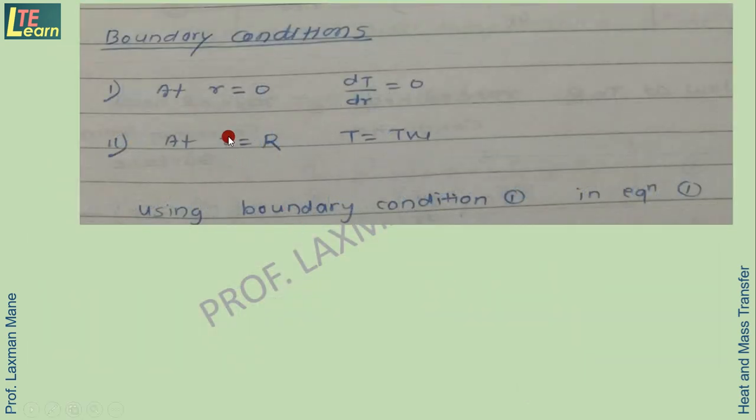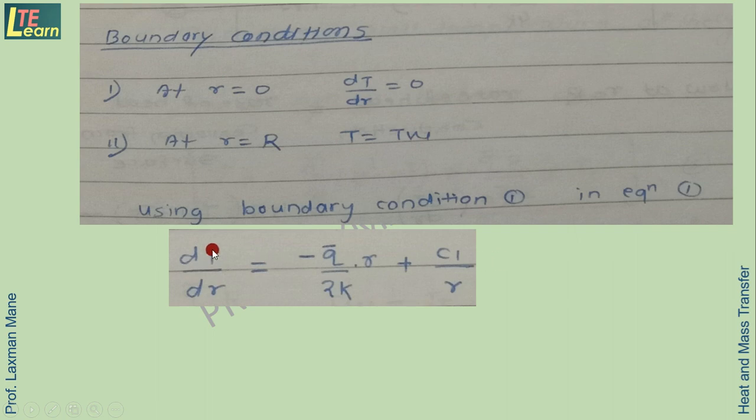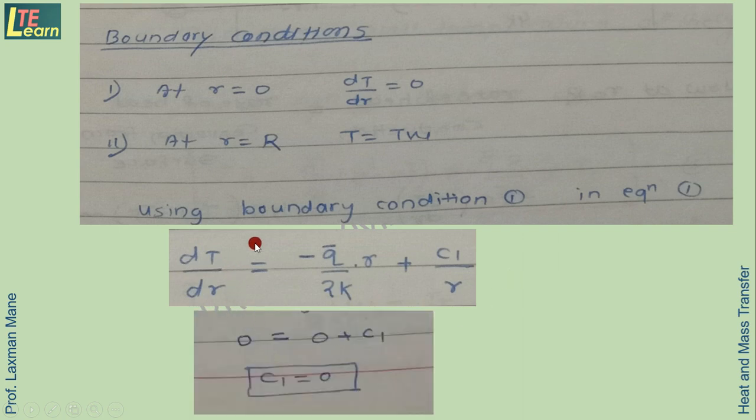Now we will use boundary conditions. At radius 0, which means at the center, dT/dr is 0, and at the surface, meaning capital R, the temperature is T wall. First we use the first boundary condition in equation 1. This is the first equation. In that we write dT/dr, left side 0, r is equal to 0, so this whole term becomes 0. So here we find C1 is equal to 0.